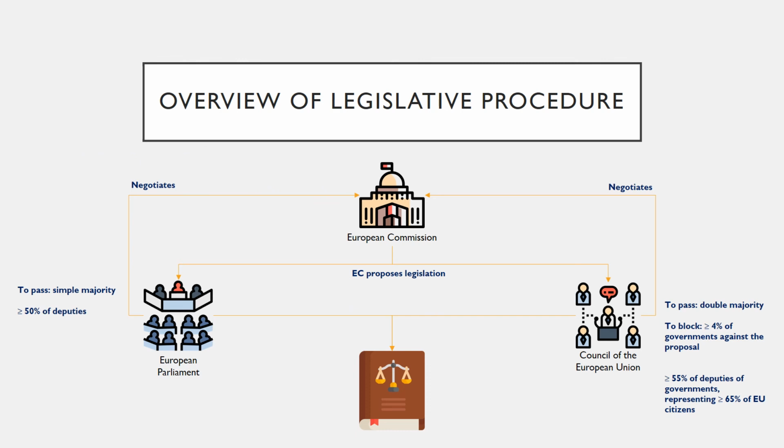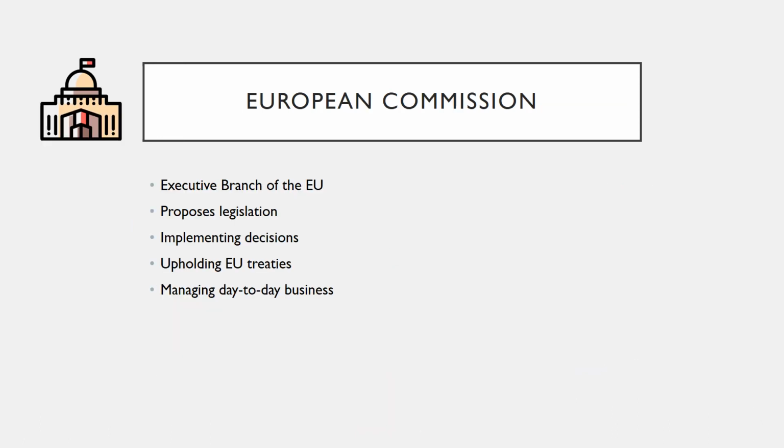The European Parliament requires a simple majority to pass, which is 50% or greater. The Council, however, requires a double majority, which is greater than or equal to 55% of deputies of governments representing greater than or equal to 65% representation of EU citizens. To block legislation, the Council needs greater than or equal to 4% of governments to be against the proposal. Let's go through each institution and take a closer look.